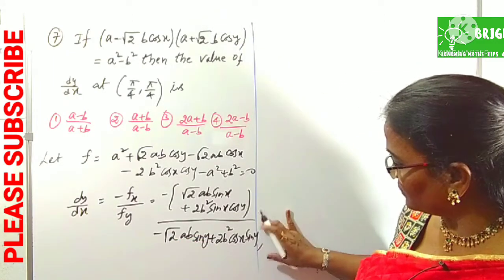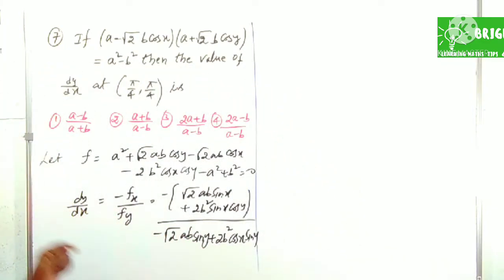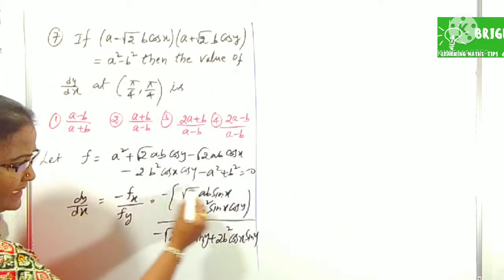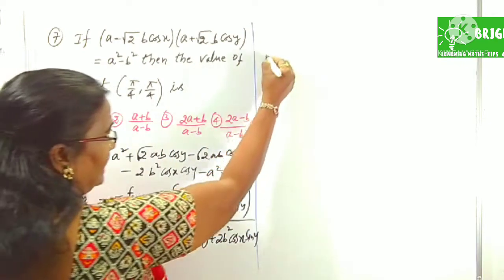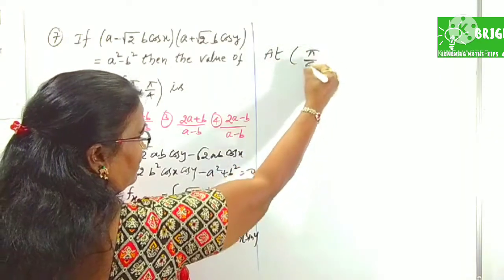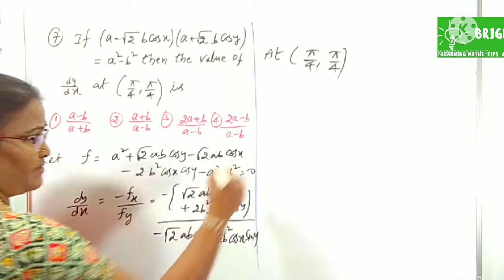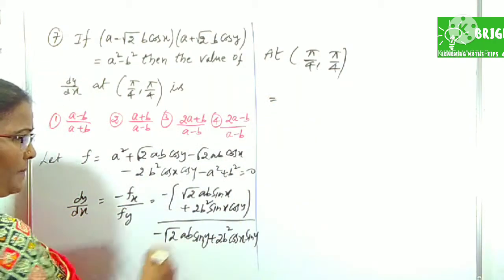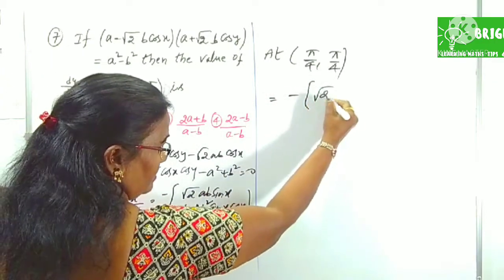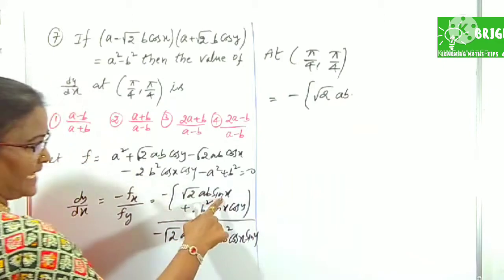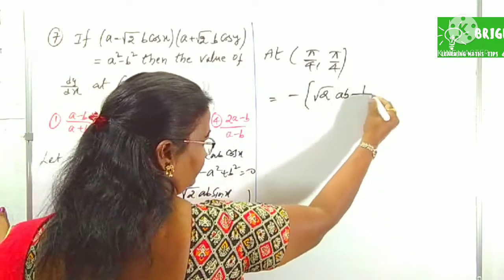Okay, no need to use this bracket. Now we got dy by dx, directly the derivative of the given function like this. Now we have to find out this value at pi by 4 comma pi by 4. That means x value is pi by 4, y value is also pi by 4. You can come to this answer: minus of root 2ab into sin x. What is x? Pi by 4. Sin pi by 4 is 1 by root 2.